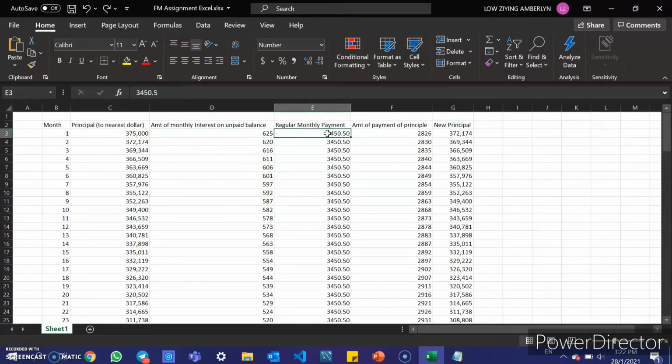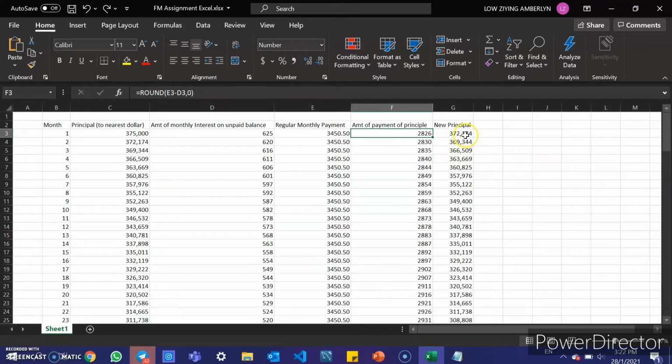Next, for the regular monthly payment, it's always 3450.50, so I left it as that. For the amount of payment of principal, I use the regular monthly payment minus the amount of monthly interest on unpaid balance and rounded it off. I did so using this formula, round E3 minus D3, comma 0.